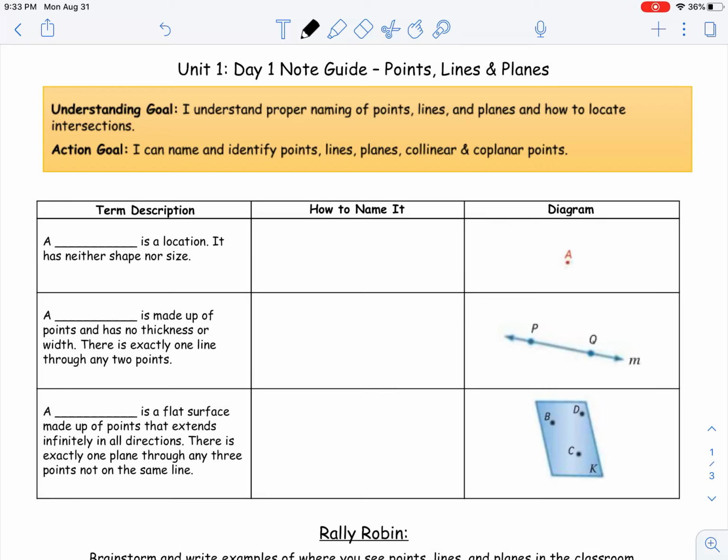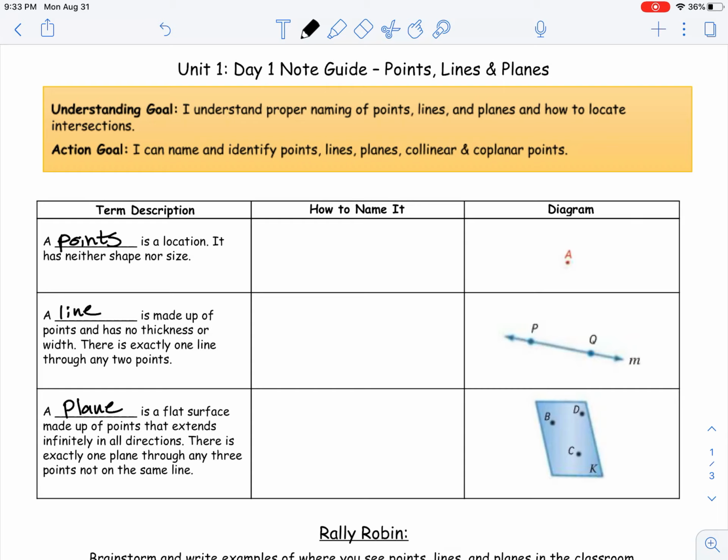We're going to go through points, lines, and planes. And actually, these are the first three things that I'm going to write down in my term descriptions. That's what we're talking about right now. Points, lines, and planes. These are the three things, the basics of geometry that build up everything else.